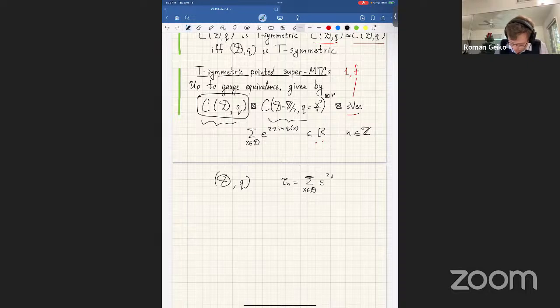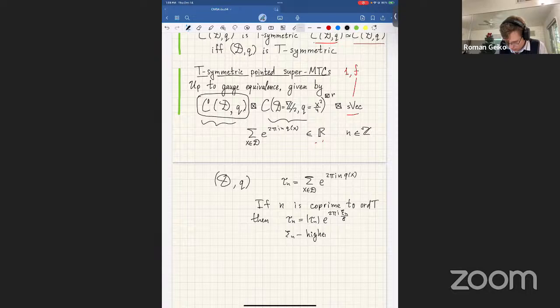What people do is they define the higher Gauss sum, which is defined for all n, right? But if n is coprime to the order of the T matrix, then its phase is an eighth root of unity, and the number of this root is then Xi_n, the higher central charge.